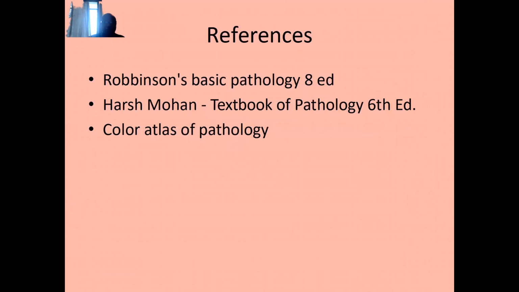And that is the end of this lecture about cellular adaptations. The references for you to study more about this are Robbins Basic Pathology 8th edition, or Aston or Mohammed, a Textbook of Pathology 6th edition. Also, you can get some references from the Atlas of Pathology.